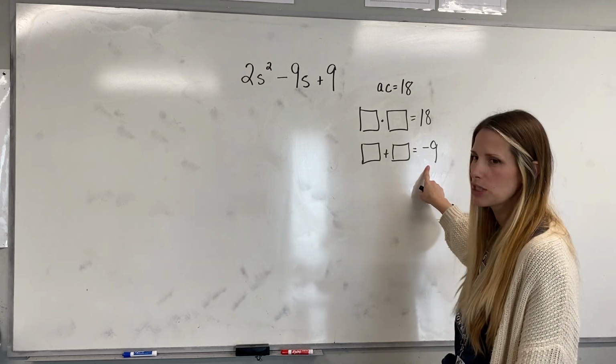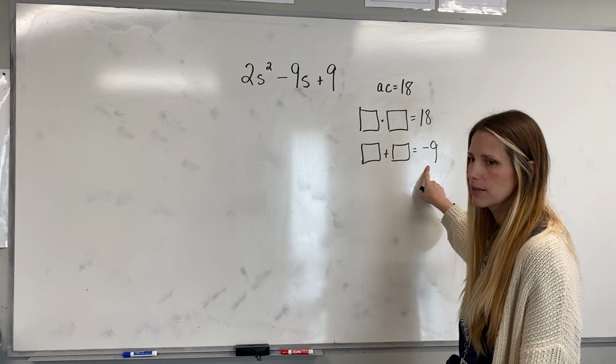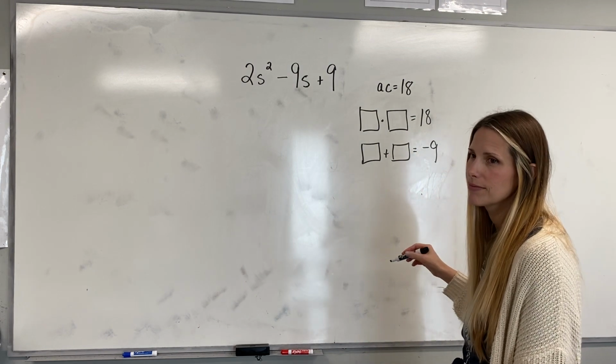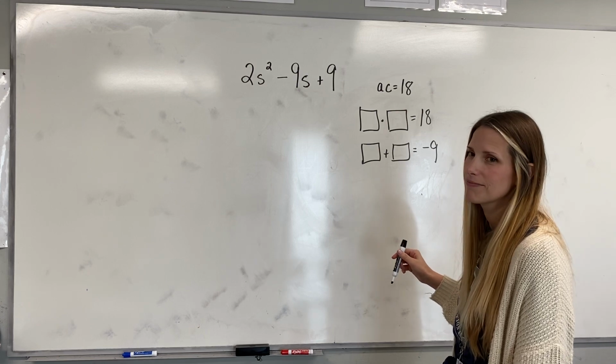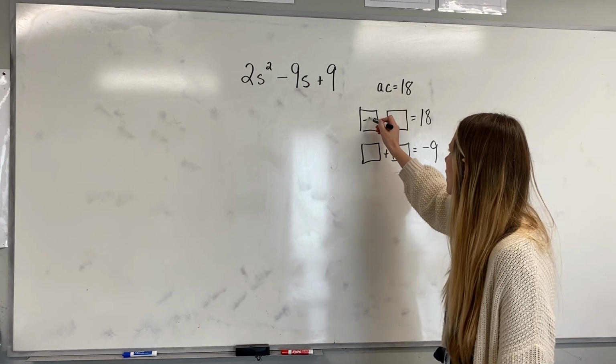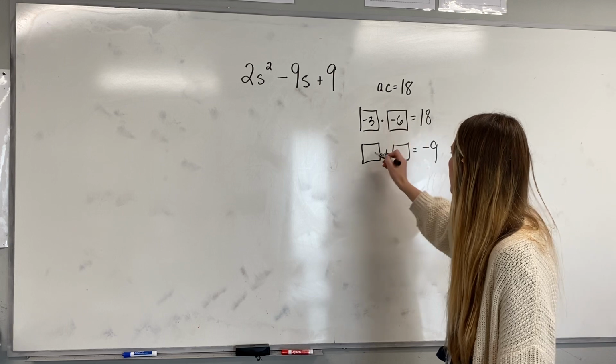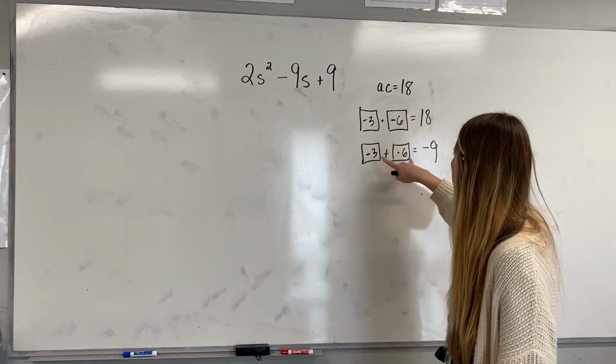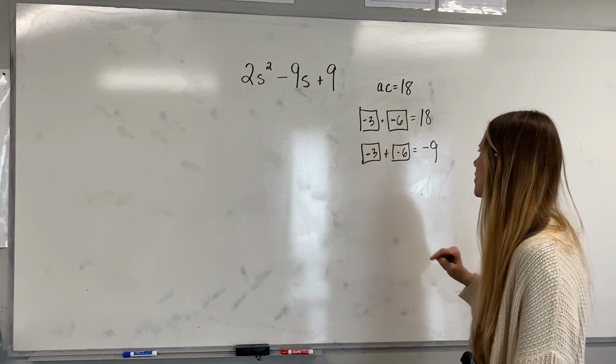Very good. Be more specific. Negative 3 and 6? Nope. Negative 6 and 3? Nope. Both negatives. Negative 3 and negative 6 cancels out the negative, makes the sum negative. That works.